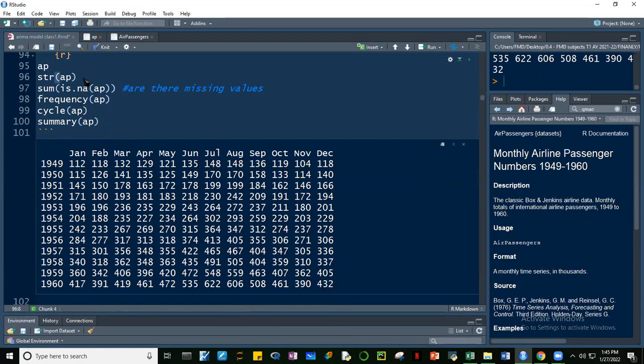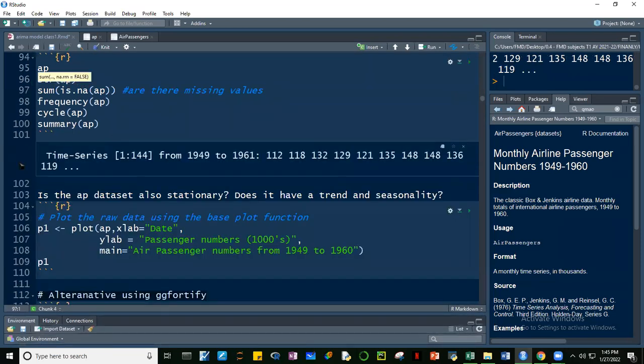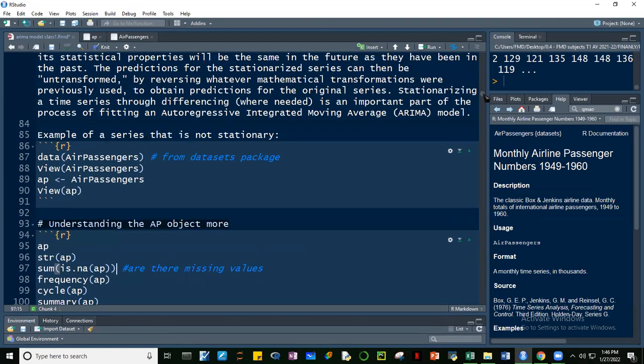Okay, so we can get the structure. So this is a time series data, no? From 1949 to 1960 lang to. Kasi 1949 pag sinama natin sa bilang, 1949 to 1960, that's 12, no? All right. Tapos titingnan din natin, although nakita naman natin na walang missing data kanina.